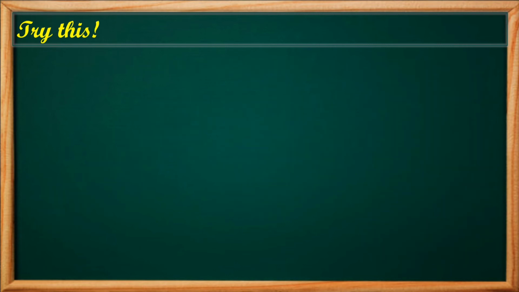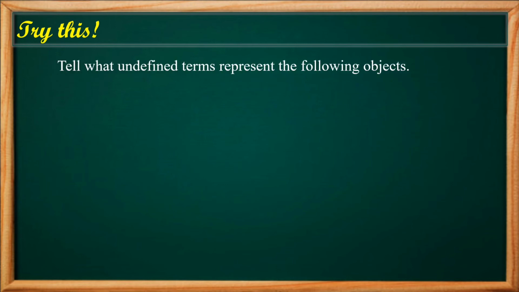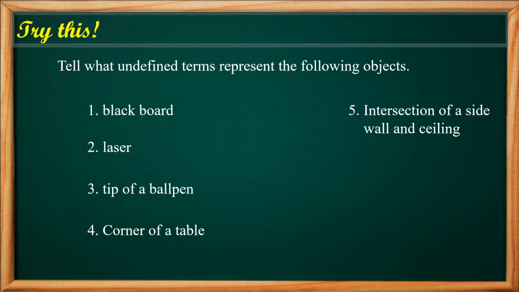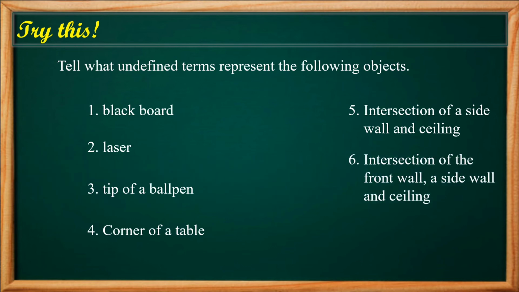Now, let's try this. Tell what undefined terms represent the following object. Example number 1, blackboard. Number 2, laser. Number 3, tip of a ball pen. Number 4, corner of a table. Number 5, intersection of a side wall and ceiling. Number 6, intersection of a front wall, a side wall, and a ceiling. Yan, tatlo. Then, number 7, edge of a table.